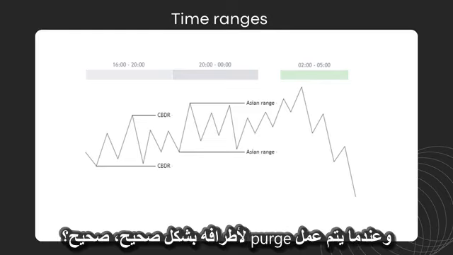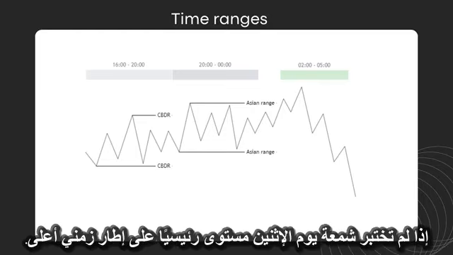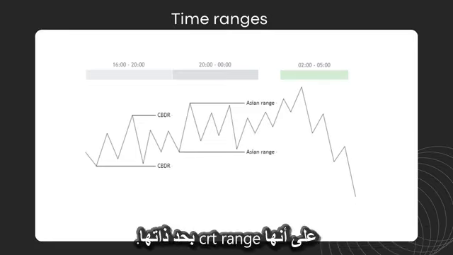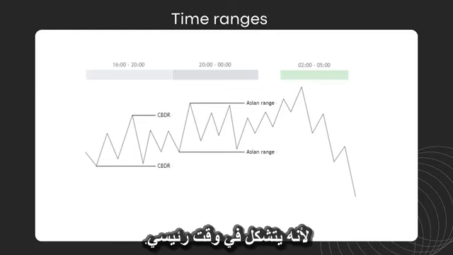purged correctly, right? Similarly, another example of a time range would be the Monday's candle range. If the Monday's candle doesn't test a higher time frame key level and it forms a range, the high and low of the Monday's candle would be treated as a CRT range in itself, and that would also be deemed a time range because it's formed at a key time.